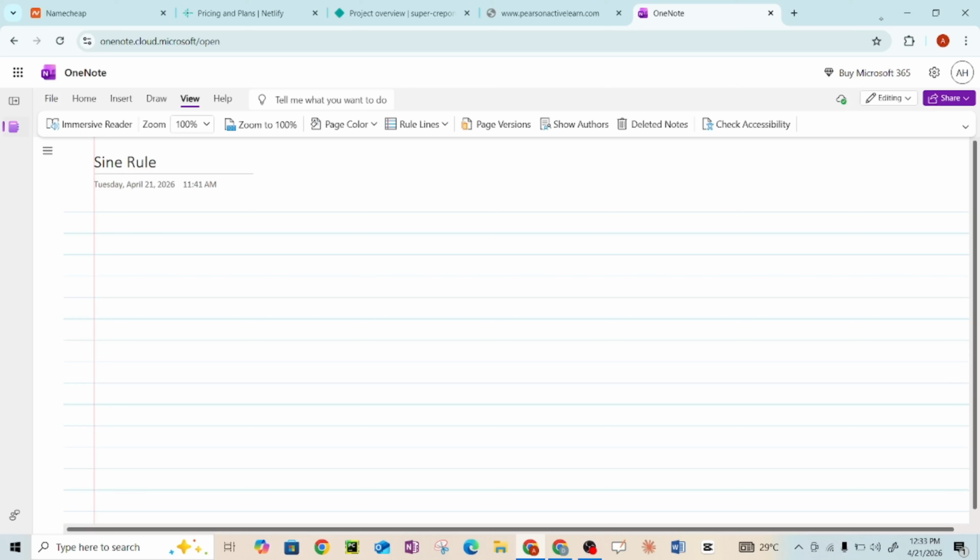The next thing that we have is sine rule. Now we've done Pythagoras, so we've done the types of triangles, we've done Pythagoras theorem, we've done sine, cos, and the trigonometric ratios. Now the next thing is sine rule.